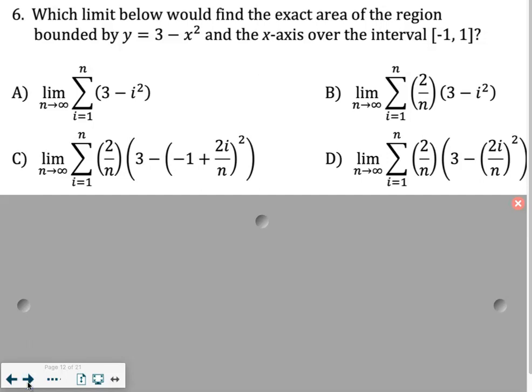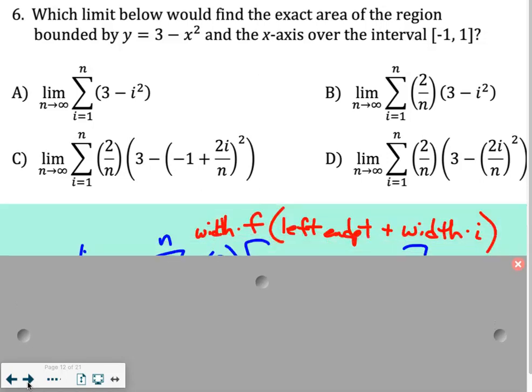Okay, which limit below gives you the exact area of the region bounded by y equals 3 minus x squared from -1 to 1. This is memorizing. I'm not going to spend a lot of time on this. If you didn't get it, it just means you didn't memorize. So you got to memorize. So what are we memorizing? The limit as n approaches infinity of the sum as i goes from 1 to n of width times f of left endpoint plus width times i. It's a big, long formula that you have to just know, unless you want to derive it from scratch on your test, which I don't think you want to do.